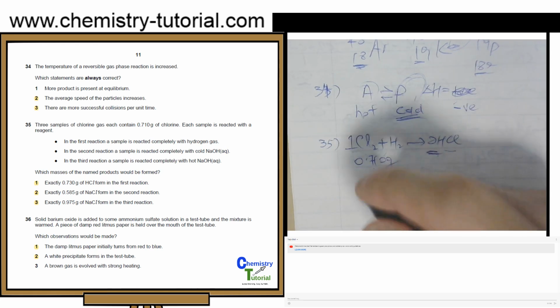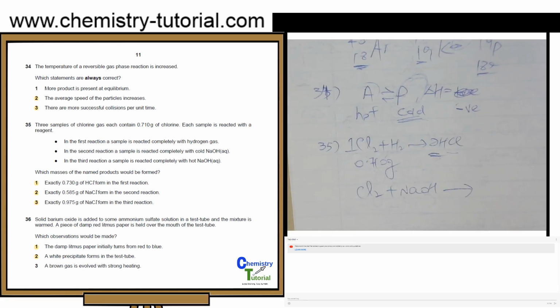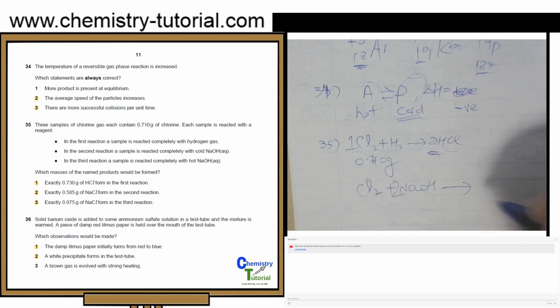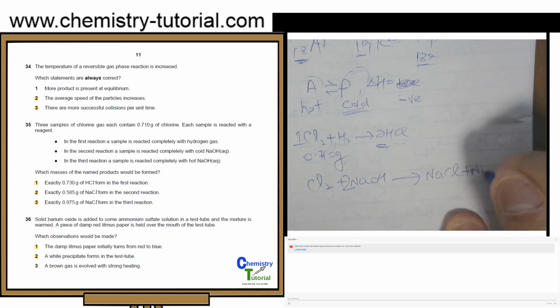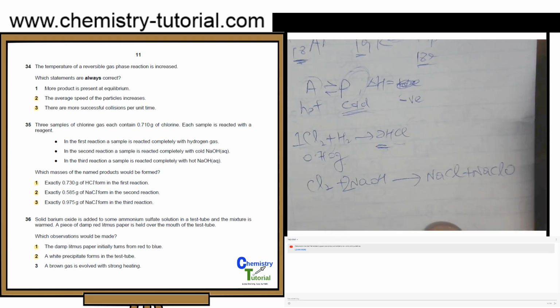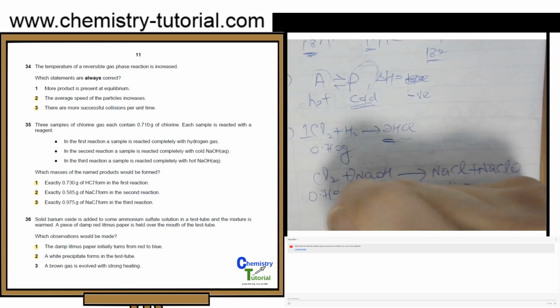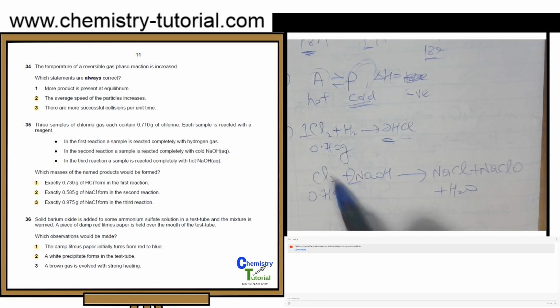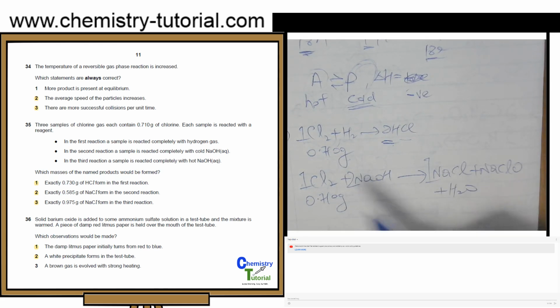Now for statement 2, you need to know the equation for the reaction between Cl2 plus NaOH. In cold conditions, this is how the equation looks: Cl2 plus 2 NaOH to produce NaCl plus NaClO plus H2O. So we have the same thing: 0.710 grams of Cl2 divided by Mr to get the number of moles of Cl2. Then for NaCl, because it's in a 1:1 ratio, the number of moles of Cl2 will be equivalent to the number of moles of NaCl.